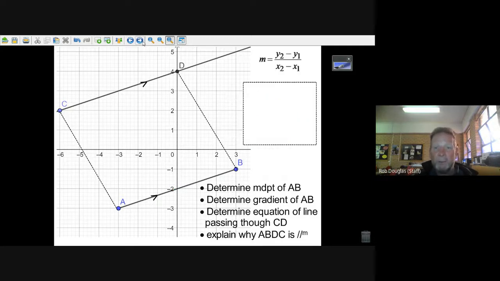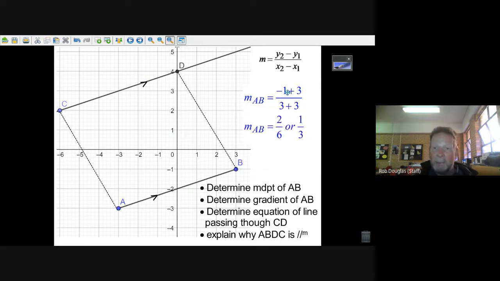Let's try the next question. Determine the gradient of AB. Determine the gradient. You're given this formula, you've got to know that's the gradient. Change in Y over change in X. Well, the change in Y, it's going to be -1, and then the Y coordinate is -3. So -1 minus -3, that's why it's -1 plus 3.